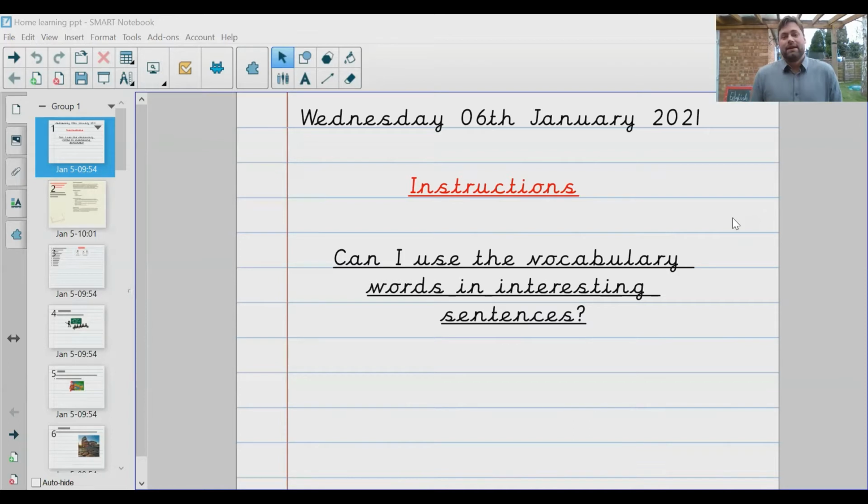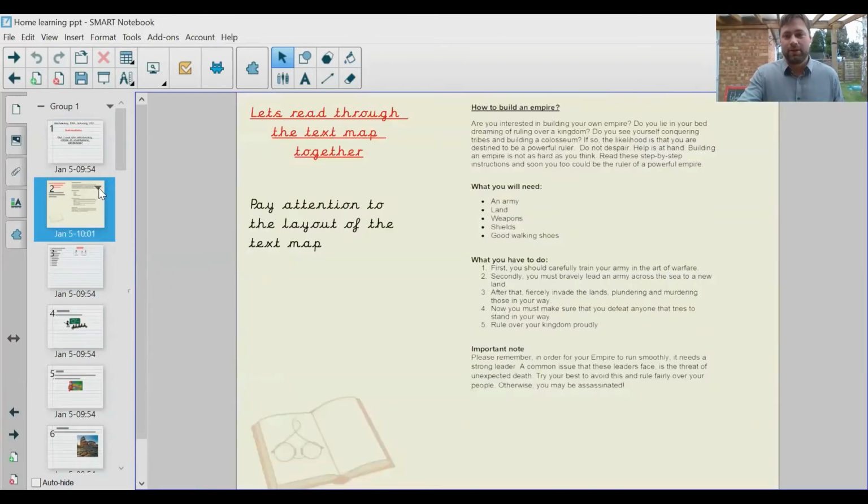So well done. Now today we're going to be looking at the vocabulary that we're going to be coming across in our topic. First and foremost, we're going to read through the text map. Okay, I'm going to move myself over here so you can see and read through it. So it's how to build an empire.